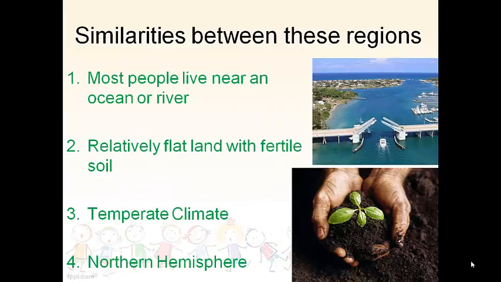Let's keep going here. So, why do people settle in these four regions? Well, here are some similarities between these four regions. Most people live near an ocean or river. Wonder why? Transportation, perhaps, trading. Also, these regions share the fact that they have relatively flat land with fertile soil. Wonder why? To sustain a population. Also, they have temperate climate. It's not extreme. It's not really hot, and it's not really cold. And most of these regions are in the northern hemisphere. Yes, there are some populations a little bit south of the equator, but for the most part, population concentration is within the northern hemisphere. So just four similarities between these regions.